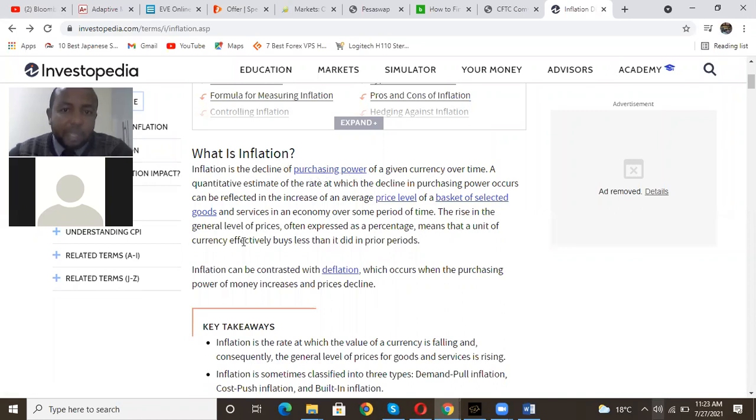So decline of purchasing power. That means the rise in the general level of prices, often expressed as a percentage, means that a unit of a currency effectively buys less. So purchasing power goes down. That means a unit of a currency will buy less than it did in the previous periods. That's why I was equating it to 3 or 5 years. So when this happens, of course, the prices are soaring up, but our currency value is down.